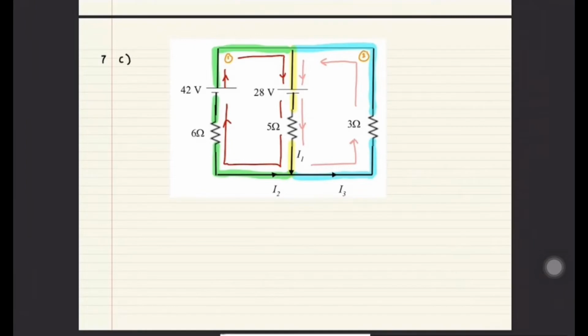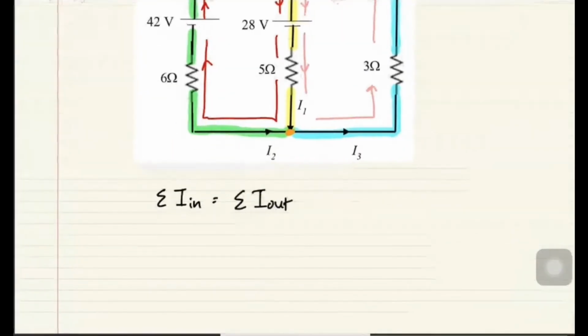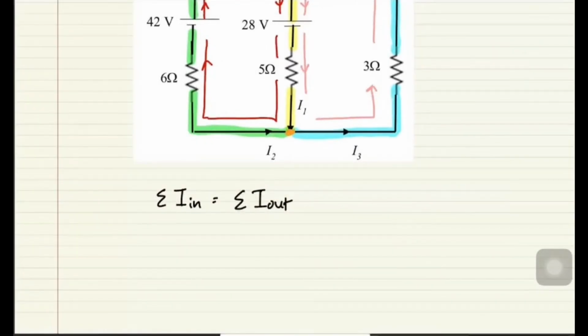So nak apply junction rule tu kamu kena tentukan junction dia kat mana. So here I choose this one. Okay, junction rule tu dia mesti summation of I in equals to summation of I out. Maksudnya jumlah current yang masuk sama dengan jumlah current yang keluar. So dekat junction color orange ni, current mana yang masuk? I1, I2. Yes, I1 and I2. So it will be I1 plus I2 and then yang keluar tu adalah I3.